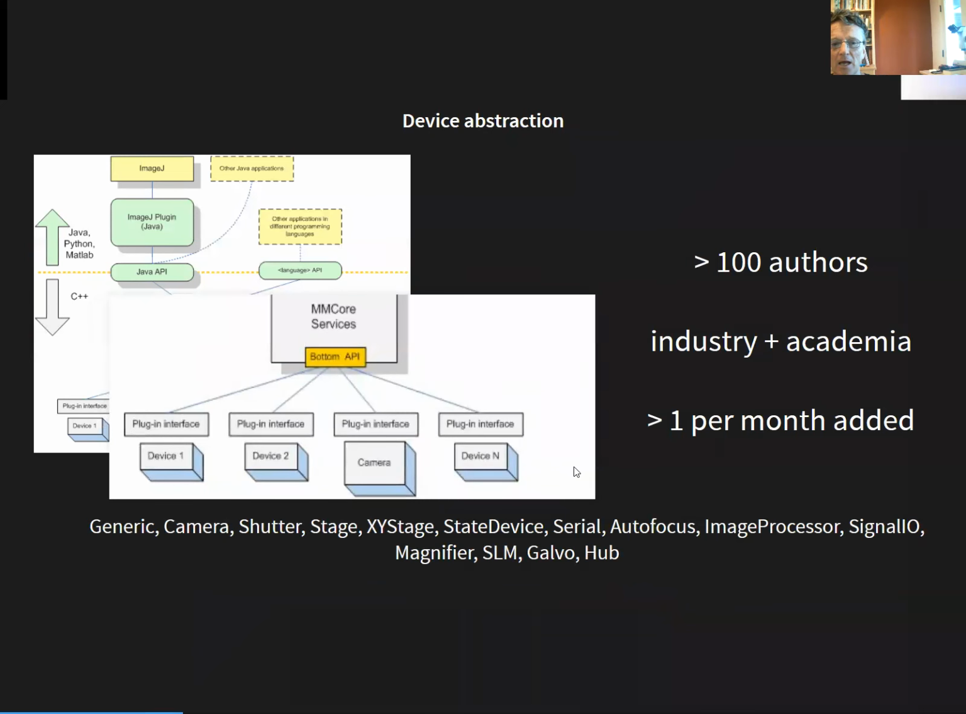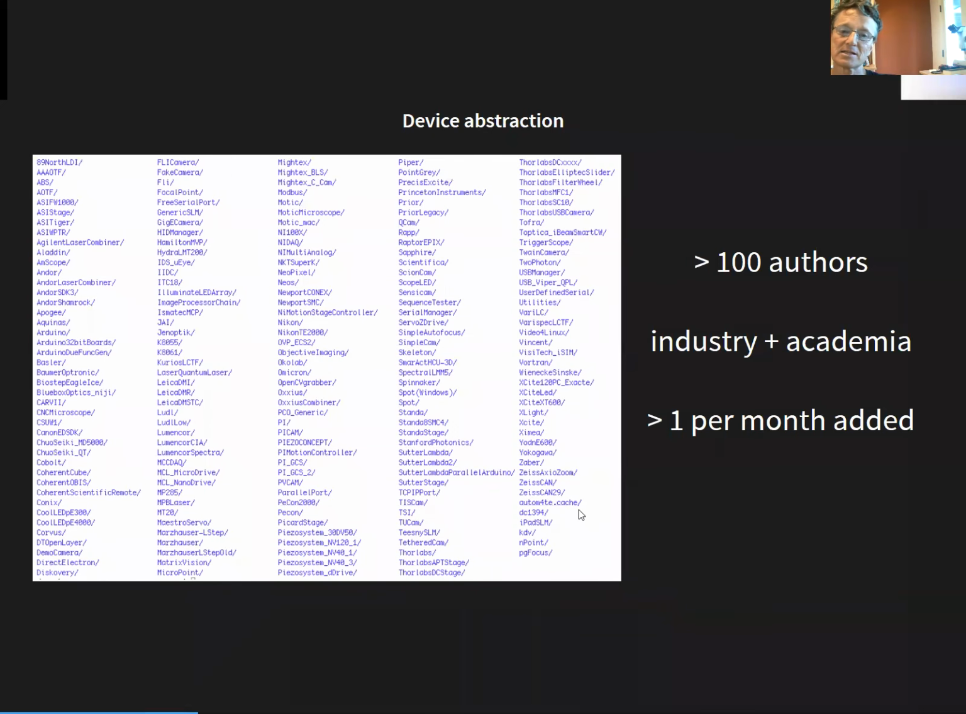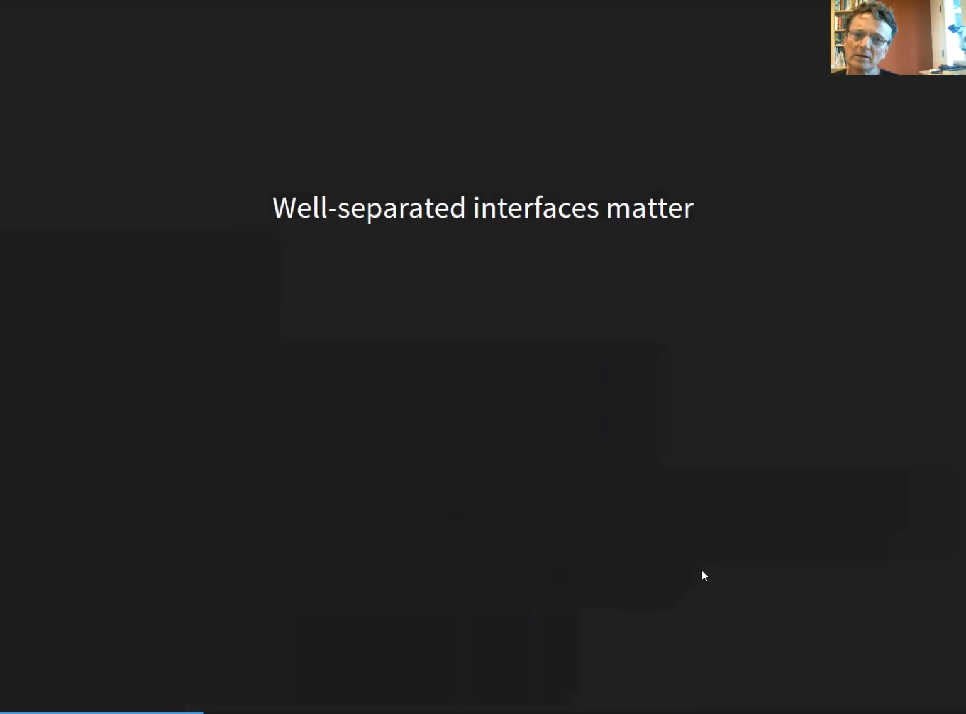So the great thing of that bottom interface is that it let hundreds of different developers write code to interface different kinds of equipment into Micro-Manager. At the moment, for instance, all the scientific grade cameras are supported by developers from the companies making the cameras. And this has really been the big success story of Micro-Manager. So well separated interfaces are important.